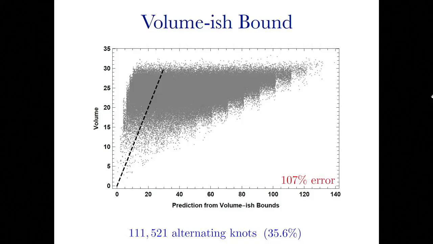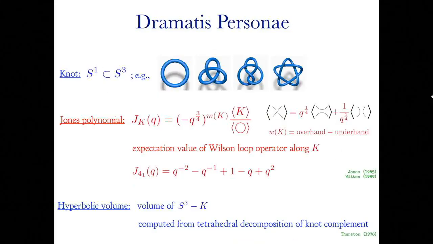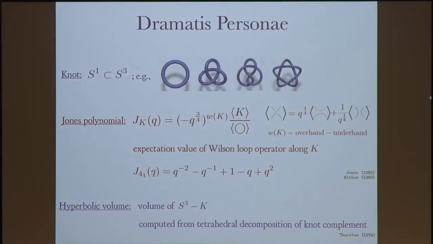Like Sergey, I'll be discussing some physics of knots. Knots are S1s embedded in S3, and there are various examples of knots that I've drawn. Related to these knots are several invariant quantities. One such invariant quantity is the Jones polynomial. For example, for this figure 8 knot, I've written down the Jones polynomial here.